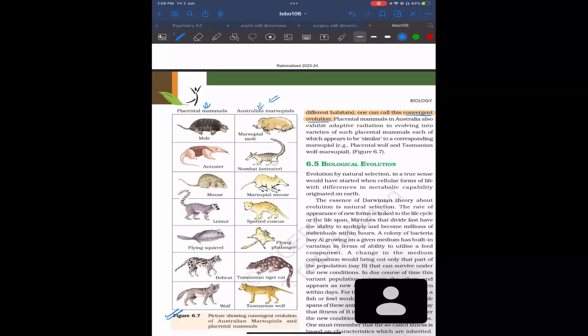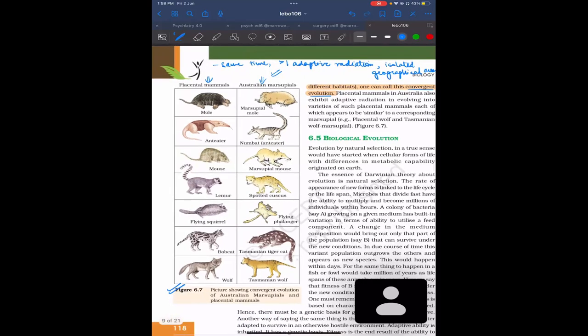So what is the criterion? At the same time, more than one adaptive radiation in different isolated geographical areas. Here, more than one adaptive radiation happened at the same time in different isolated geographical areas. So we can say that two similar path lines developed, and on that basis two similar types of organisms developed.